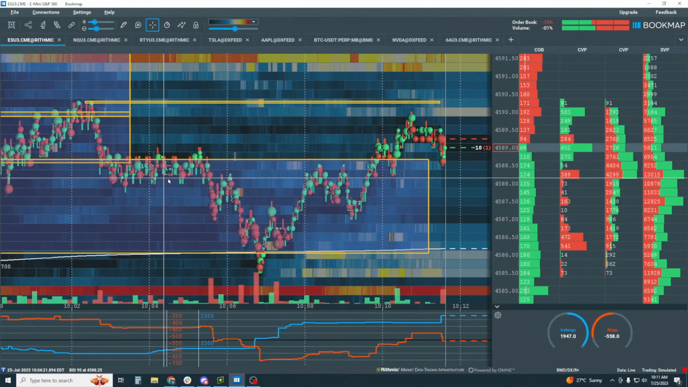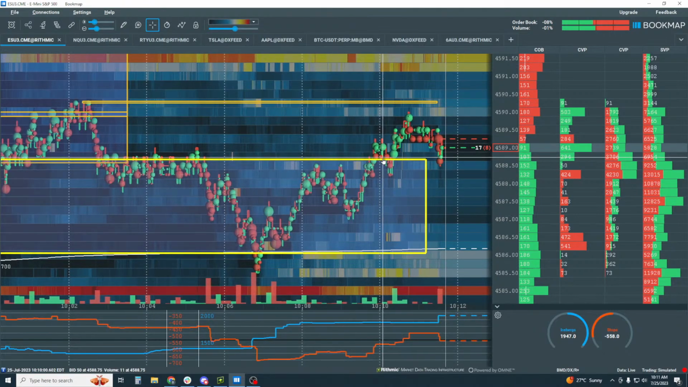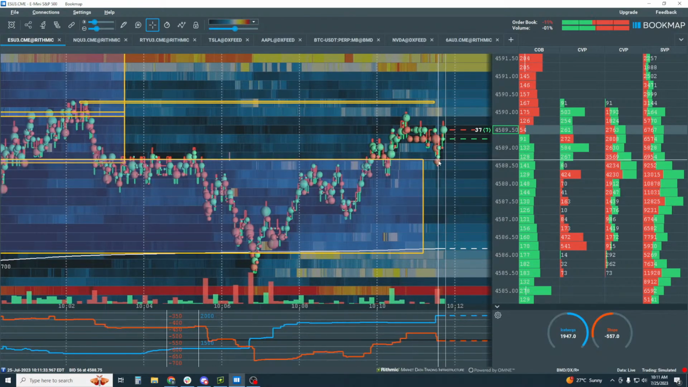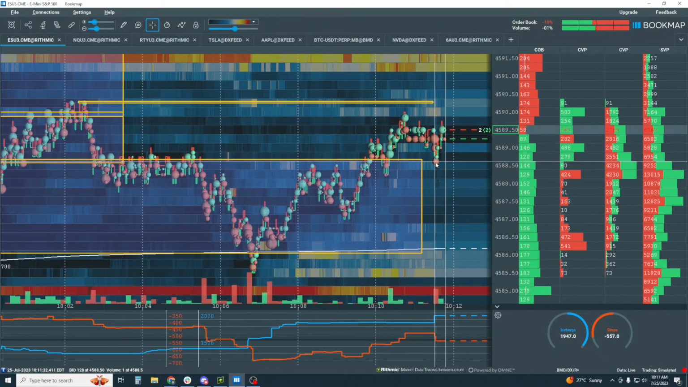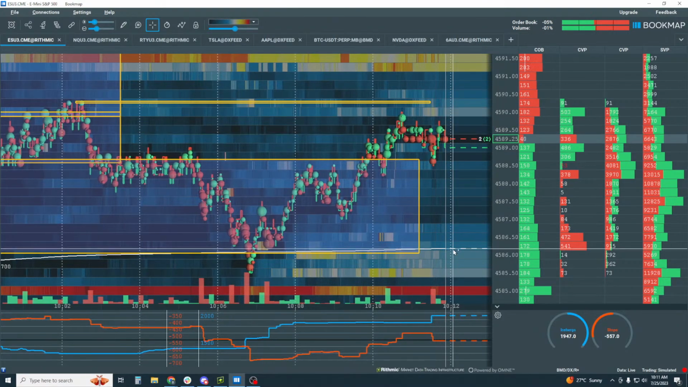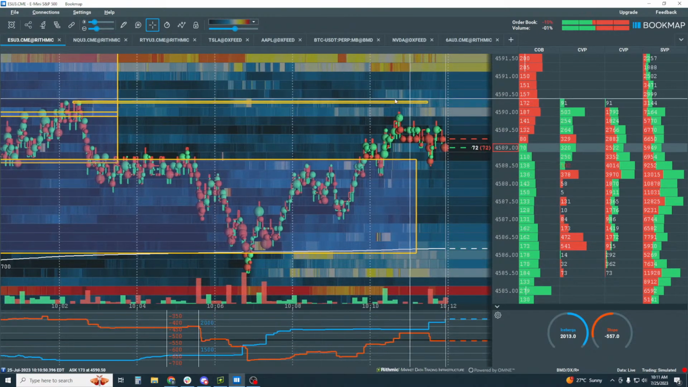Okay, so are we creating a new trading range? Is it accepting above this previous area here? So far, so good. Okay, the sellers just tested it right here, and we found more buyers come back in above. Okay, so we're accepting here within this range right now.